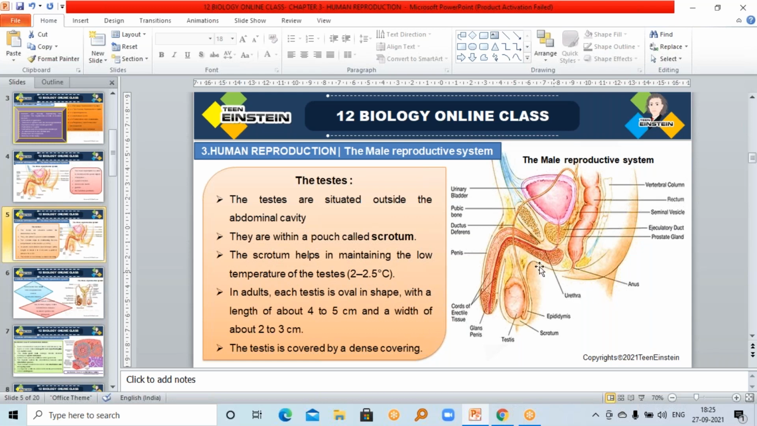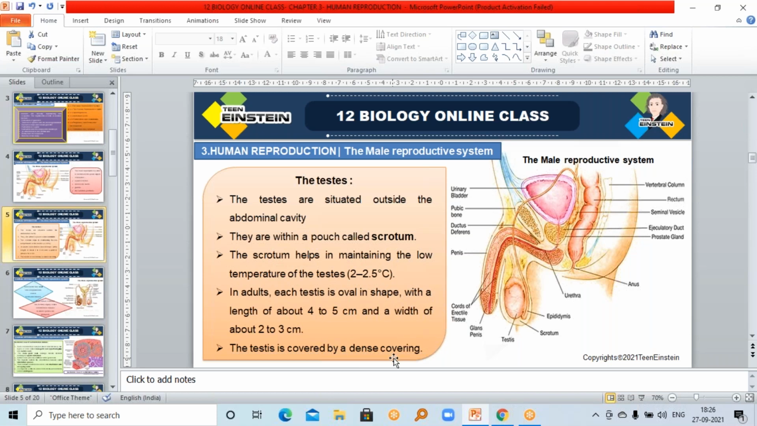The testes are situated outside the abdominal cavity, within a pouch called the scrotum. The scrotum helps in maintaining a low temperature, around 2 to 3 degrees centigrade lower. In adults, each testis is oval in shape with a length of about 4 to 5 centimeter and a width of 2 to 3 centimeter. The testis is covered by a dense covering.